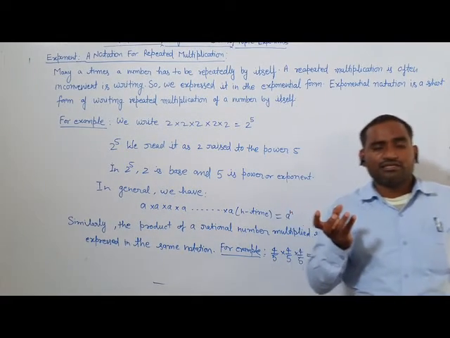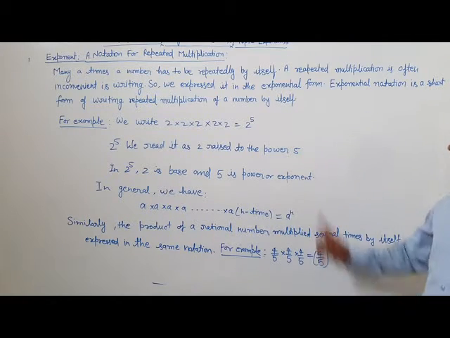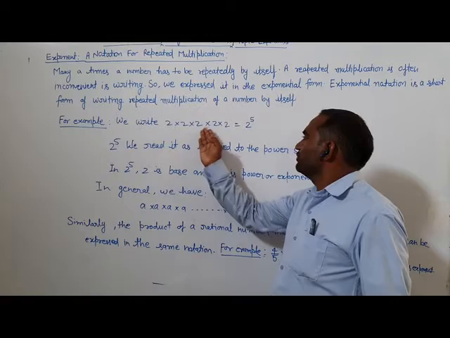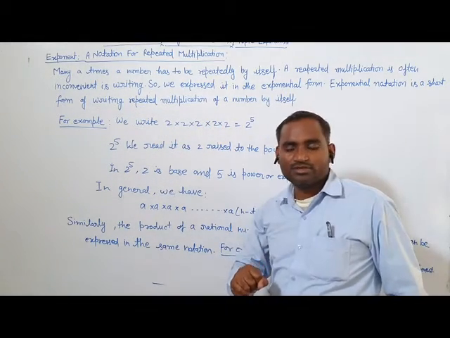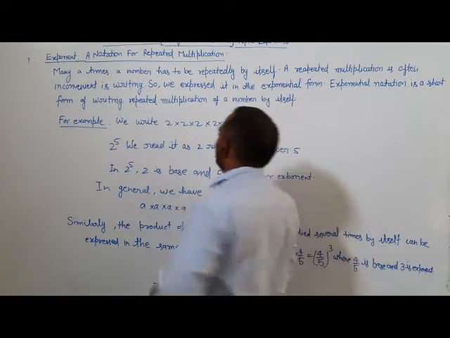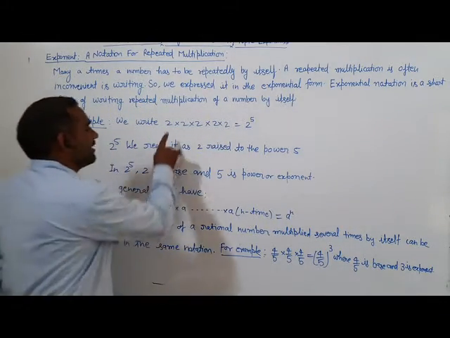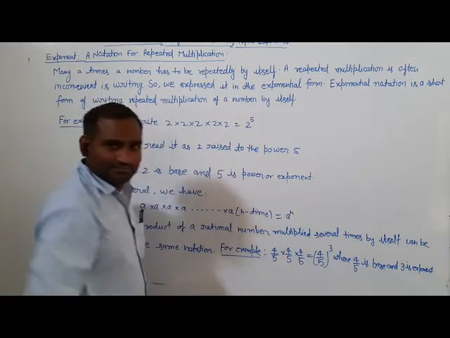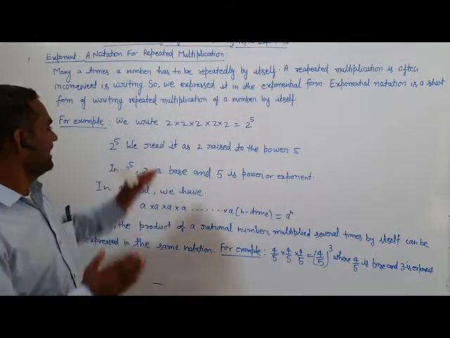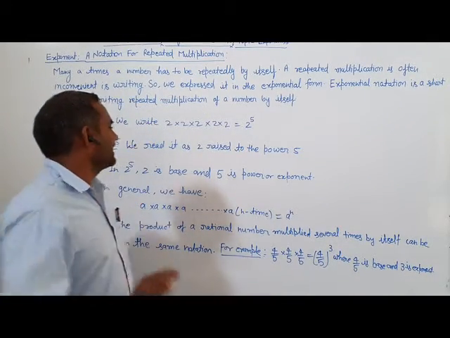Writing a number repeatedly multiplied by itself is inconvenient, so writing it in short form is called exponential. For example, here we write 2 into 2 into 2 into 2 into 2. How many times is it repeated? 5 times: 1 2 3 4 5. So it is not good to write 2 many times. When we multiply any number by itself, to write the exponential form, we write 2 one time.